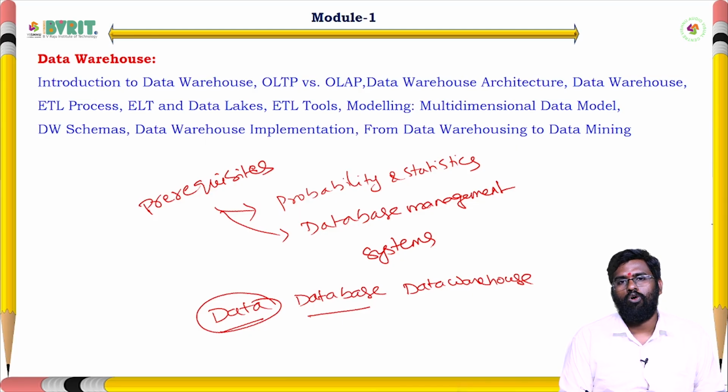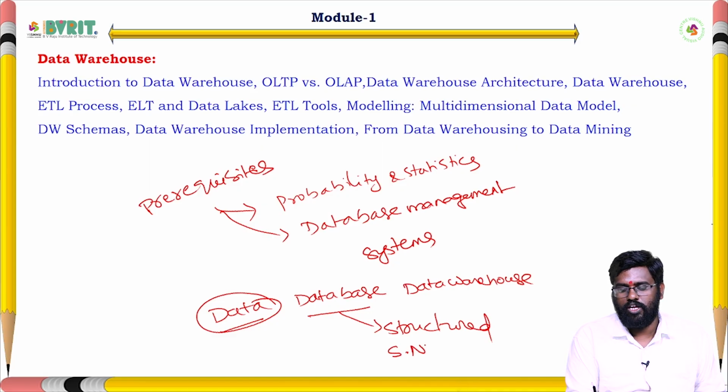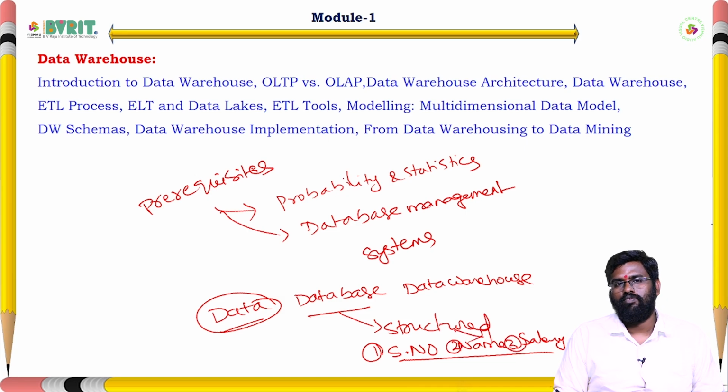We have to store all the data in the form of tables, and the database contains only structured data. That means they will follow some order, and based on that order only they store the data. For example, they will store serial number, name, salary. First one serial number, second one name, and third one salary. In this structured format only the data will be stored.